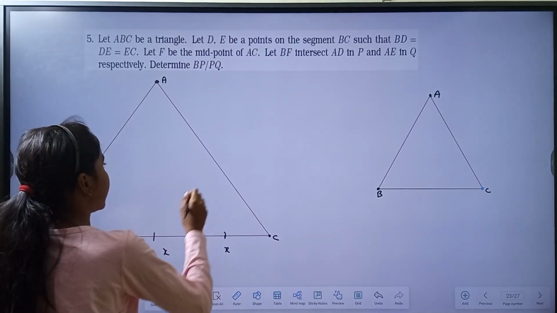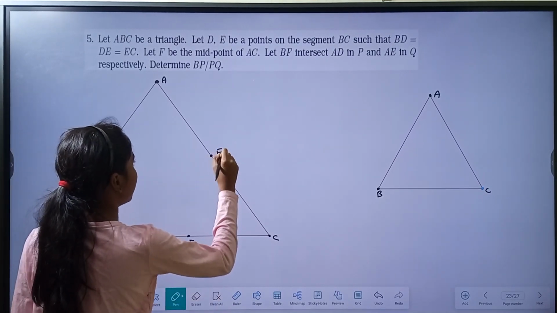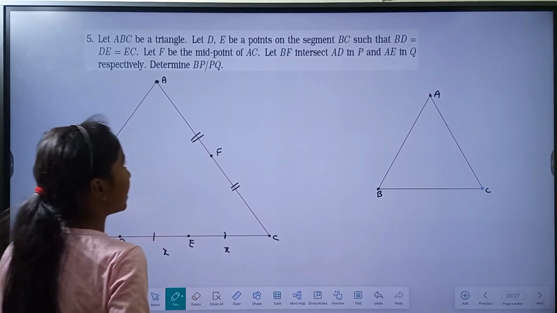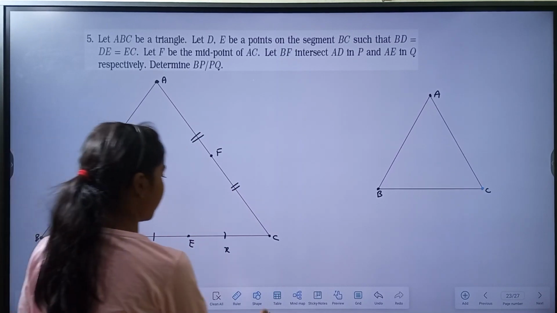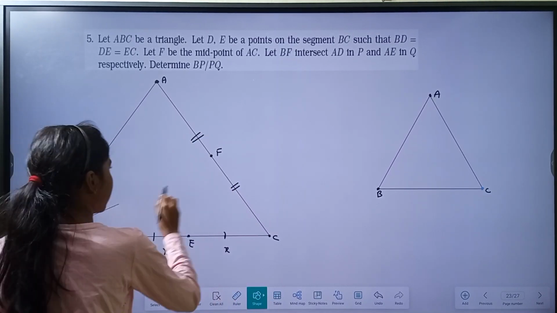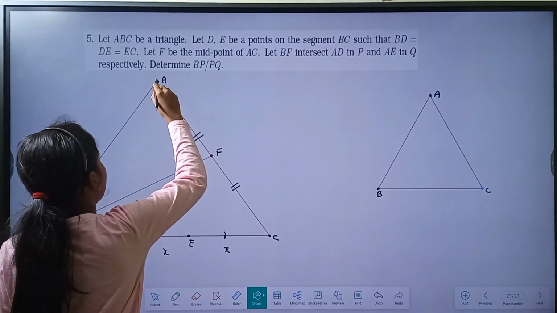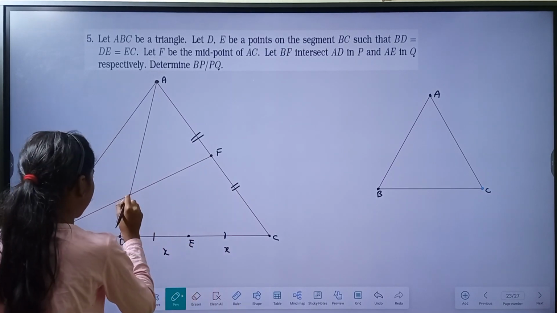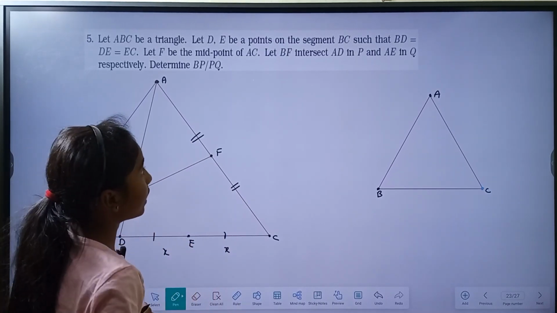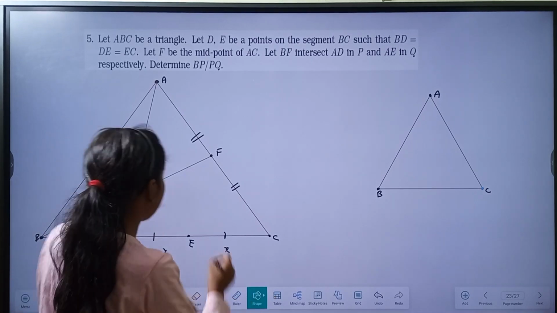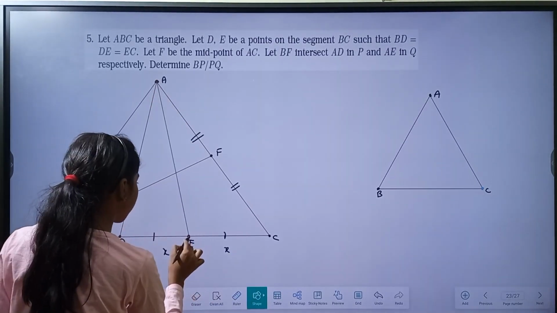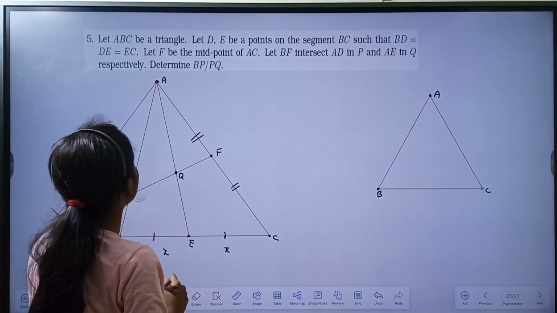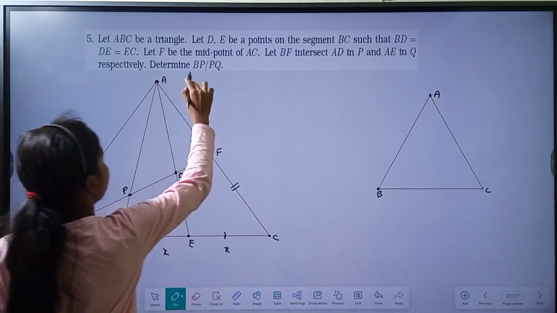Let F be the midpoint of AC. So this is the point F, and F is the midpoint of AC, so these two are also equal. Let BF intersect AD at P. So this is BF intersecting AD at the point P. And let us draw AE, from here, this is the point E. Let it intersect BF at Q, respectively. Determine BP by PQ.